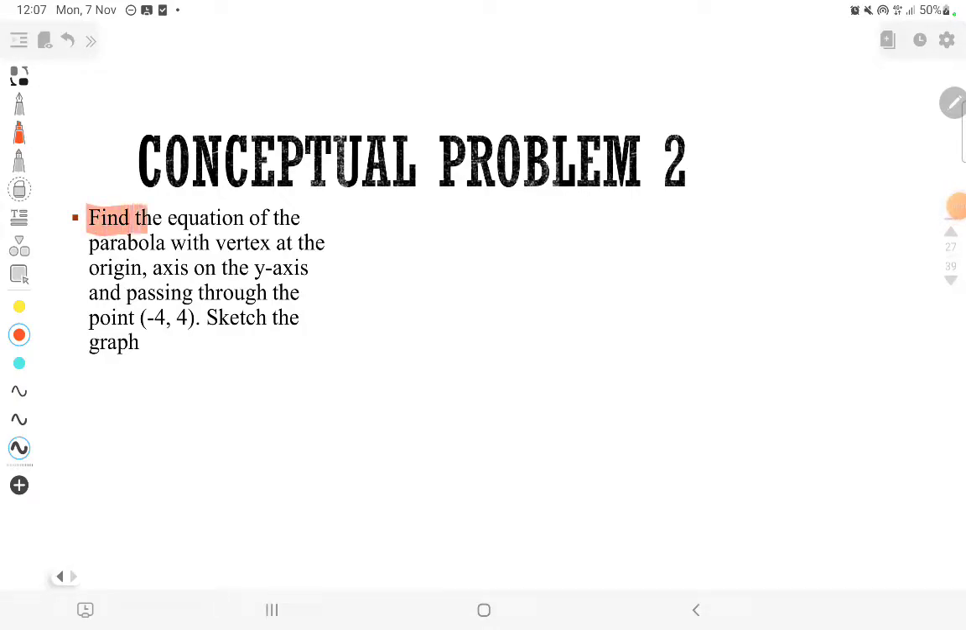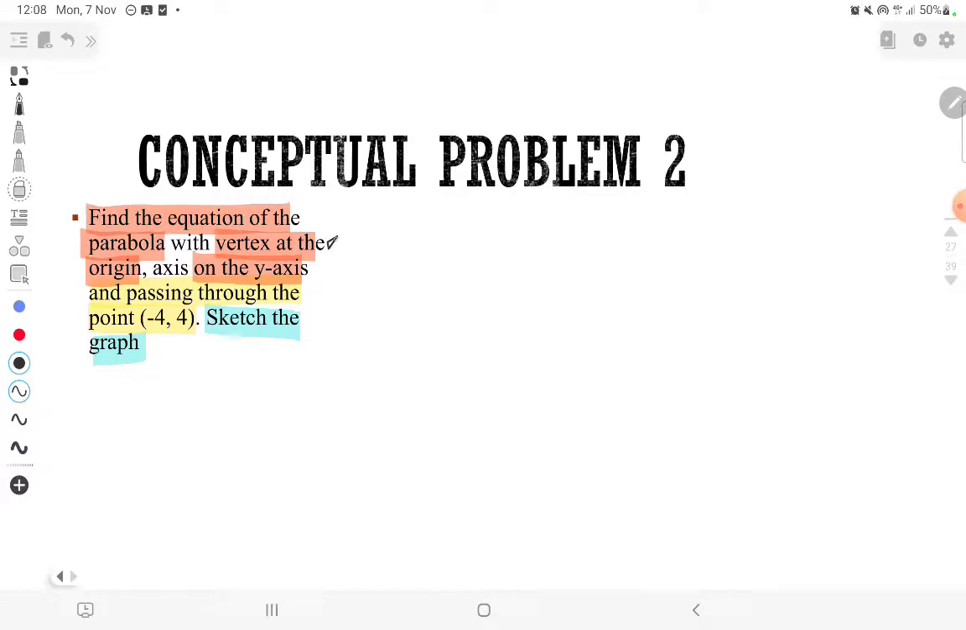So let's find the equation of the parabola with vertex at the origin, axis on the y-axis, and passing through the point (-4, 4), and let's sketch the graph. Okay, so the first thing to do is to know the details of our graph and equation.